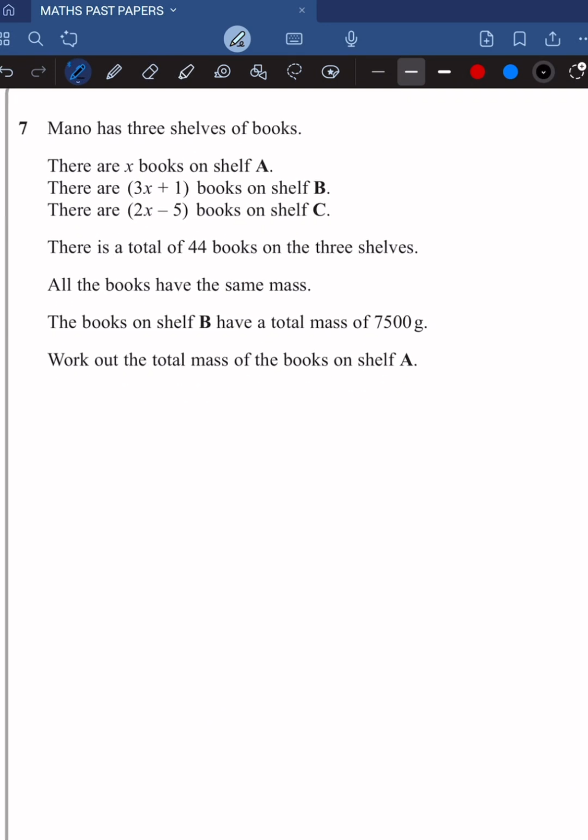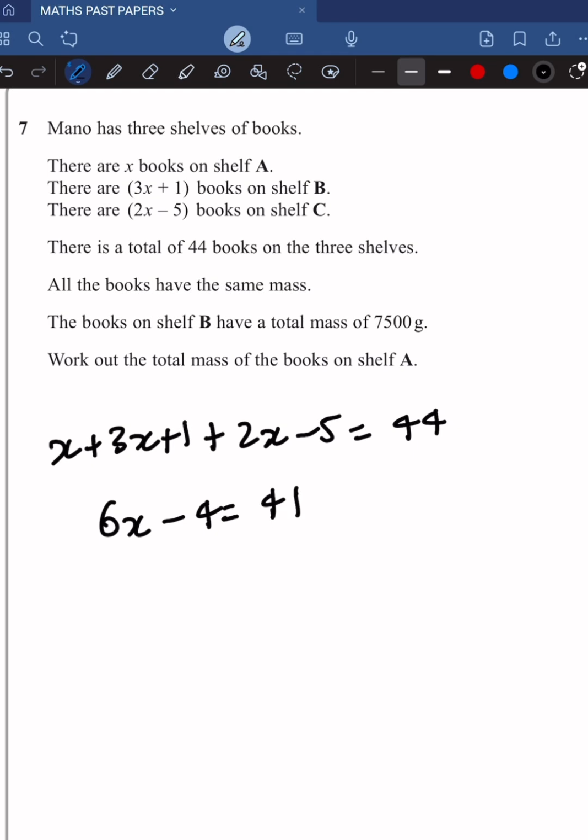We need to find out what x equals. So x plus 3x plus 1 plus 2x minus 5 equals 44. Obviously, we want to see how many books there are on each shelf. So 6x minus 4 equals 44. 6x equals 48. So x equals 8.